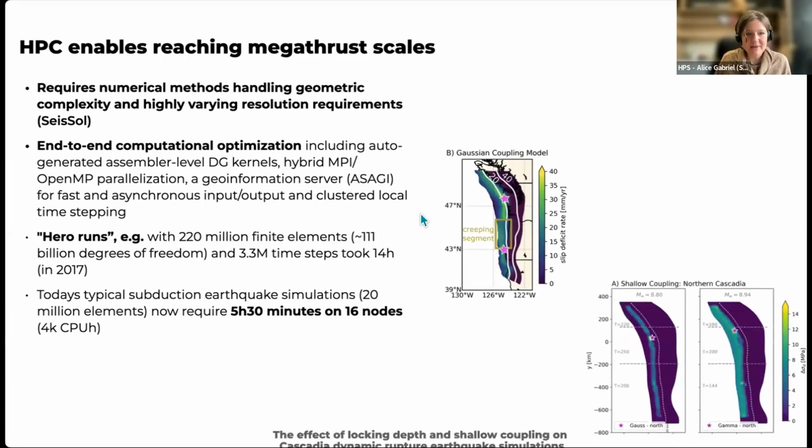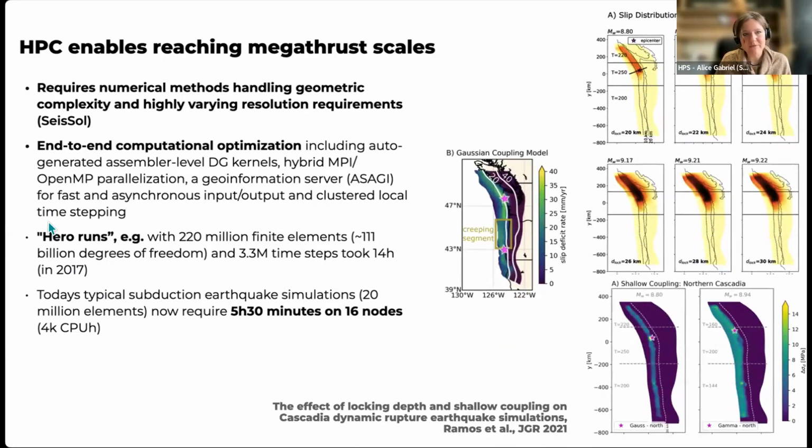Here's some information about what we've been working on, what's already under the hood in SeisSol. We have things like auto-generated kernels, so we're not relying on off-the-shelf compilers to optimize how our simulations are done. We have a hybrid MPI OpenMP parallelization. We use a specific library to read and write large data sets in a distributed manner. It's a geoinformation server that was developed in-house. And we're also using clustered local time stepping, and I'll talk a little bit later about this.